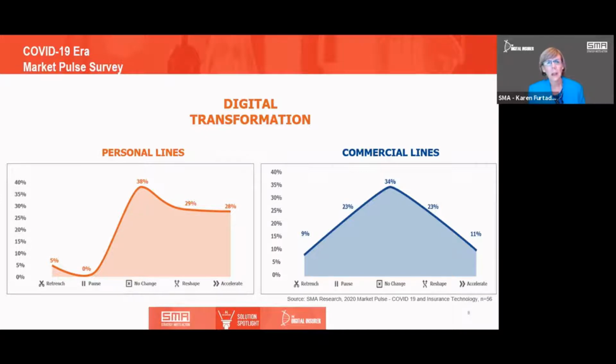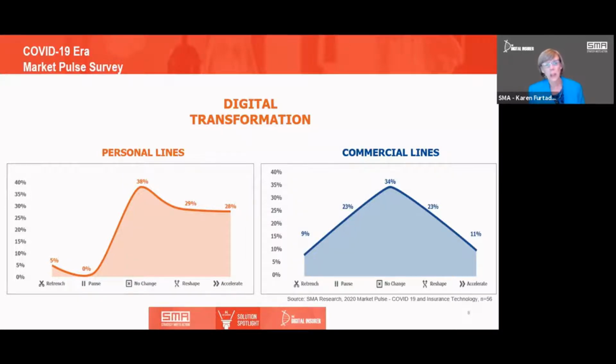You can see personal lines resoundingly is in a much different place than commercial lines. That in personal lines, we saw real shifts. I mean, 38% were steady as you go. They were really looking to enact the plans they had in place. But 57% of the participants were reshaping and accelerating their plans.